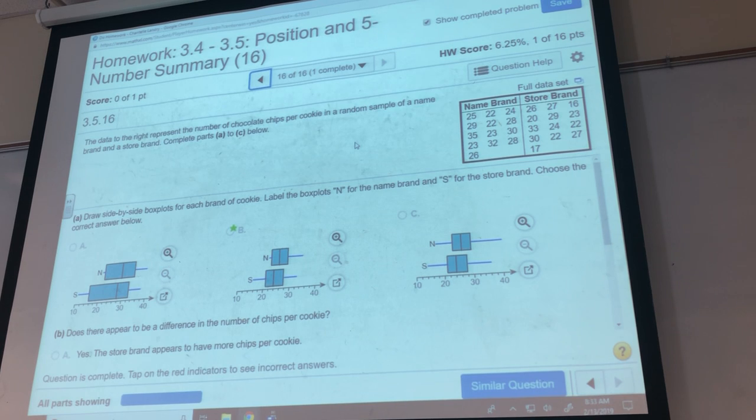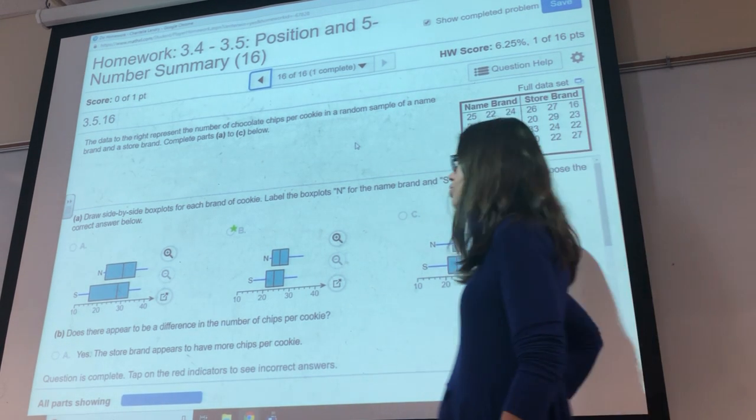The last one I wanted to do is number 16. This is one where you can actually, in your TI-84, if you want to do them both on the same screen, you can.